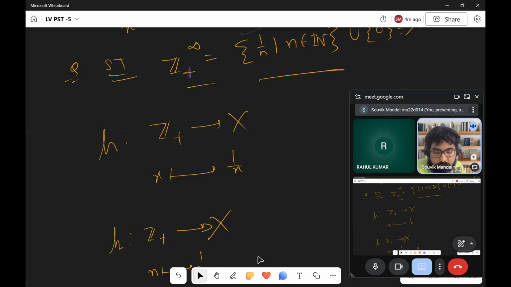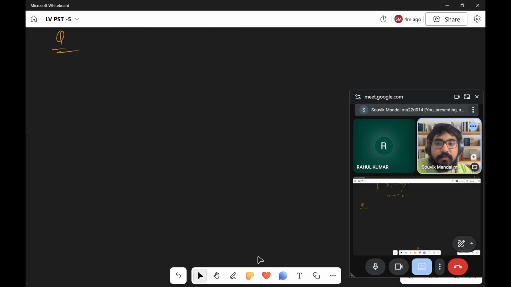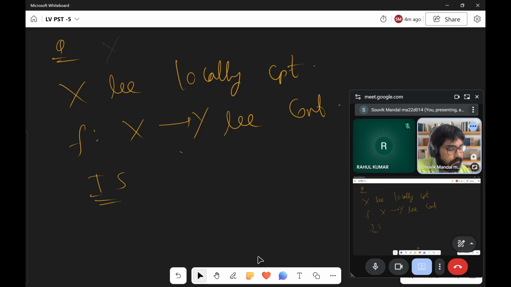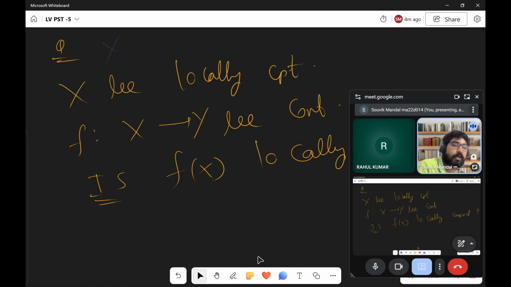Okay, so the next question: suppose X is locally compact and f from X to Y is continuous. The question is, is f(X) locally compact? We have seen that the continuous image of a compact set is compact, and the continuous image of a connected set is connected. So the question is whether the continuous image of a locally compact space is locally compact or not. Is the question clear? Yes, sir. Let's try to figure this out.